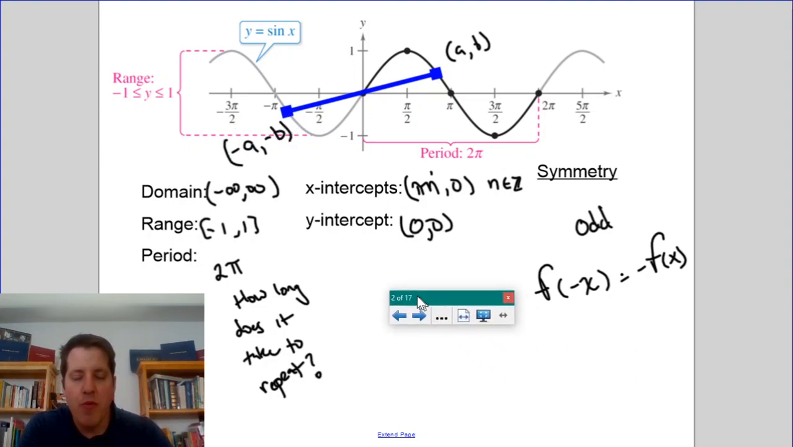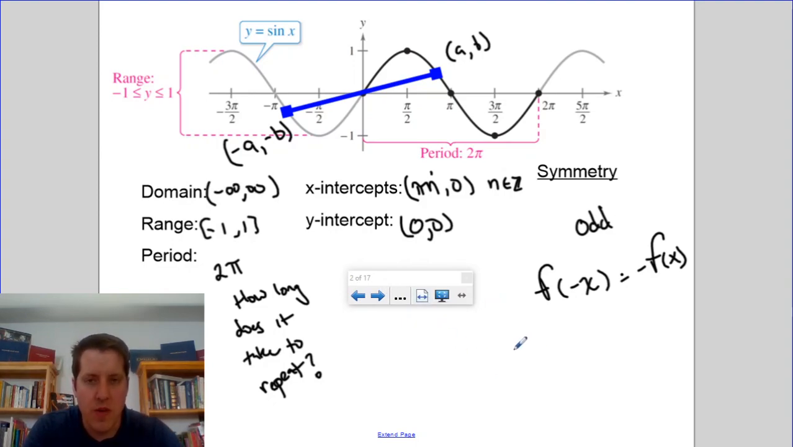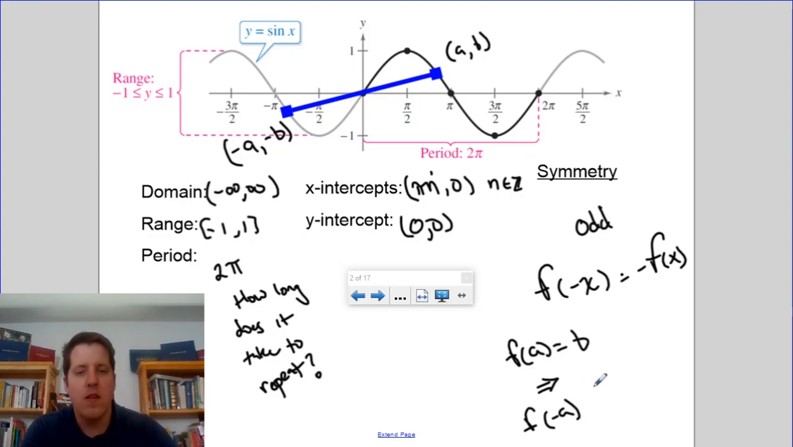Put a little bit more formally, because we do have to know this sort of stuff. If f of A equals B, then that implies that f of the opposite of A is the opposite of f of A, which is the opposite of B. Okay? So that is our sine parent function.